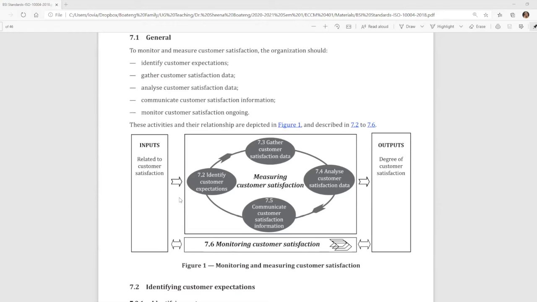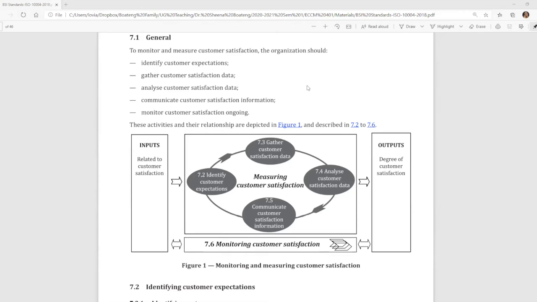Right? So here it says to monitor and measure customer satisfaction, the organization should 1, identify customer expectations, which we have learned how to do. 2, gather customer satisfaction data, which we will be learning how to do over the next 3-4 sessions, sorry, over the next 2 weeks. So we'll learn quantitative and qualitative approaches to gathering customer satisfaction data.